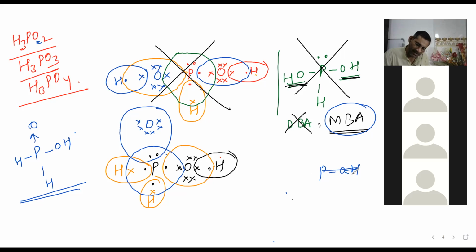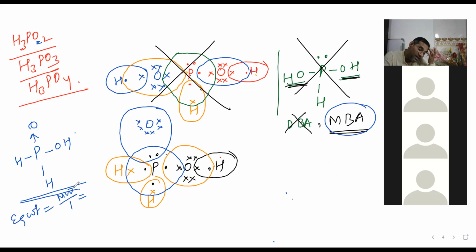Fine, that's already written here. So we need not draw this structure. It is a monobasic acid. So equivalent weight is equal to molecular weight upon 1.